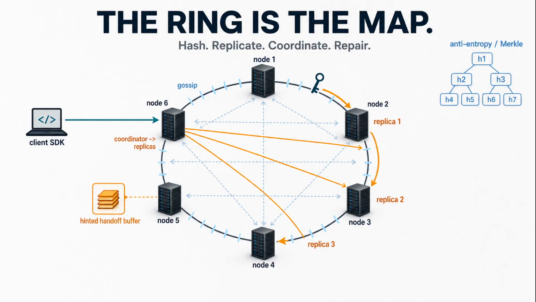Same diagram as the start. The ring still wraps the canvas. The virtual node positions still scatter around it. Every key still lives on 3 nodes clockwise. But now, the coordinator earns its arrow. The gossip arrows earn theirs. The Merkle tree on the side is the repair pass that runs while everything else runs.